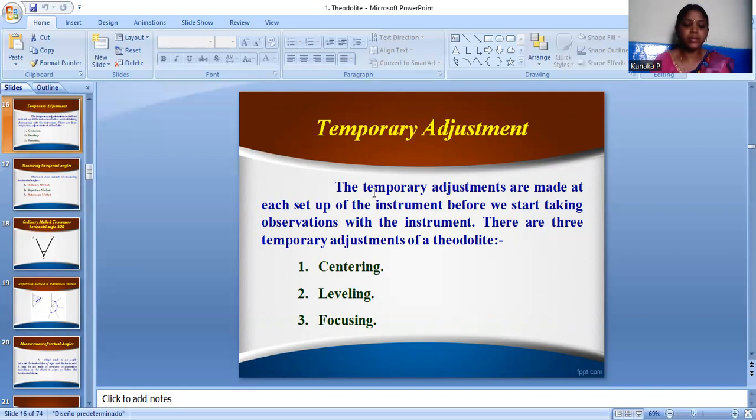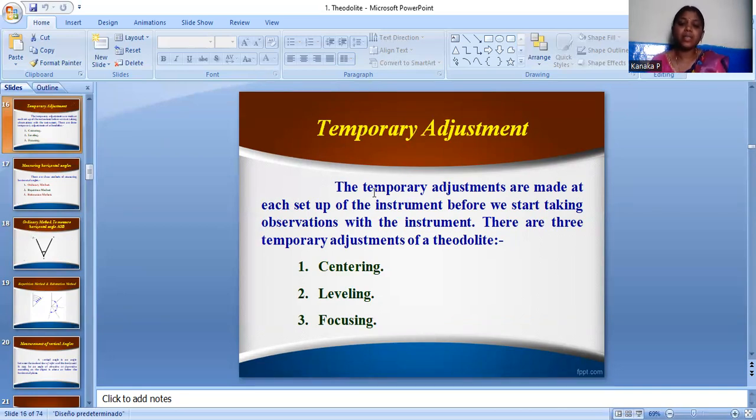Setting over the station: the tripod stand is placed approximately over the station, such that the center of the tripod is just in line with the center of the station. Then the theodolite is lifted from the box and fixed on the top of the tripod stand.